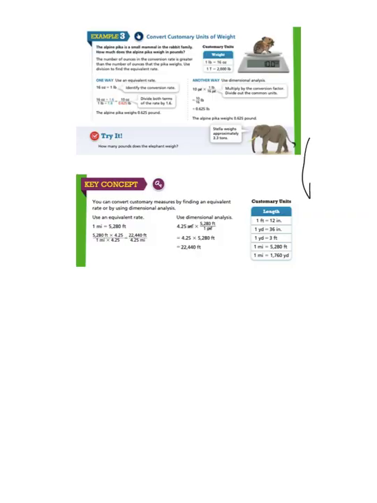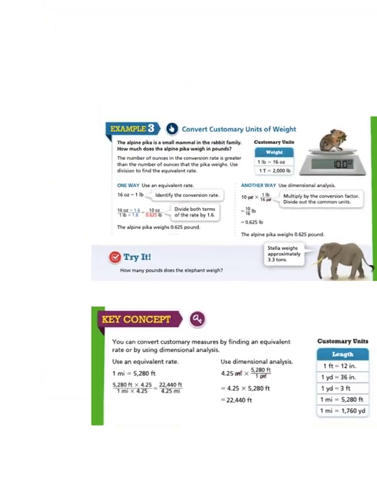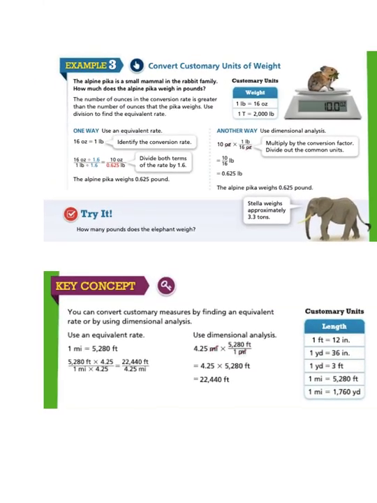All right, let's look at this last one here. This last example, we're talking about units of weight. Okay, again, get this chart in your notebook. Units of weight. Okay, an alpine pika is a small mammal in the rabbit family. How much does the alpine pika weigh in pounds? Okay, so look at this scale here. This animal weighs 10 ounces, and we want to take it to pounds.